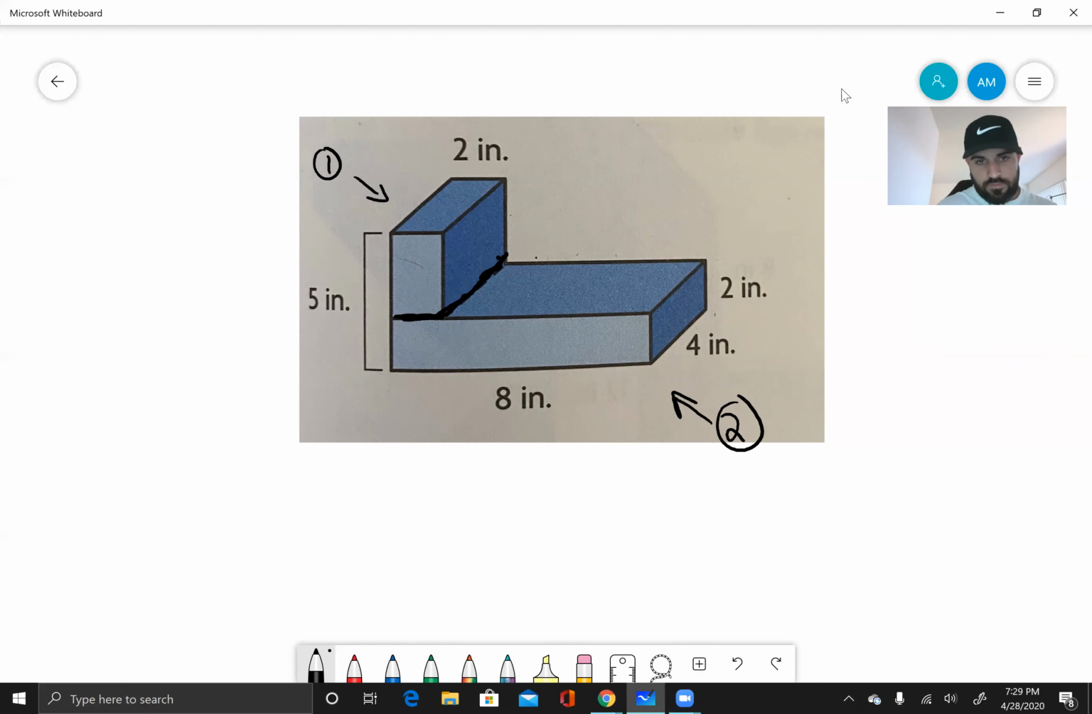Now, this gets a little tricky. For figure 1, we have a length of 2. So let me put figure 1 here. We have a length of 2.